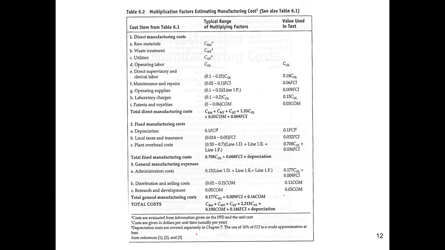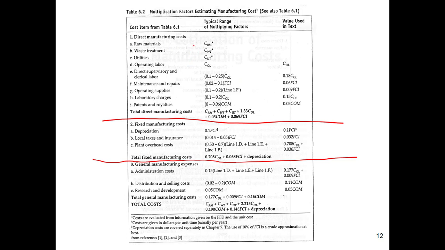So table 6.2 shows all these costs with some parameters. You have your direct cost, first one. You have your fixed cost, second one, and also general cost. So how do we calculate them?